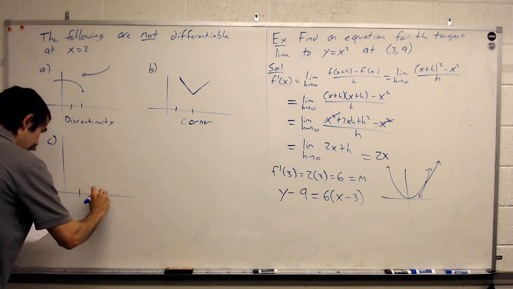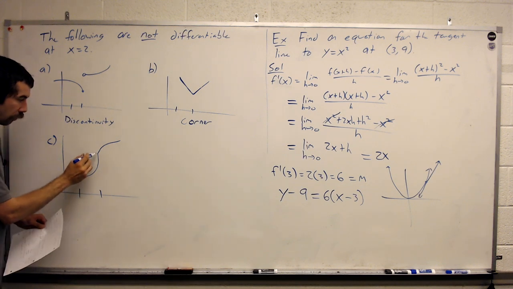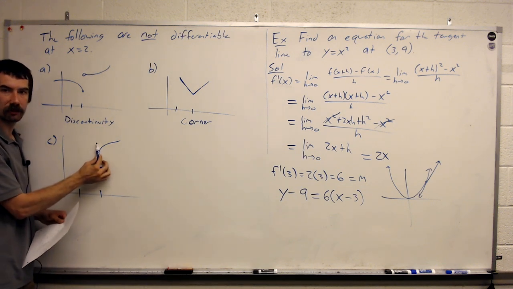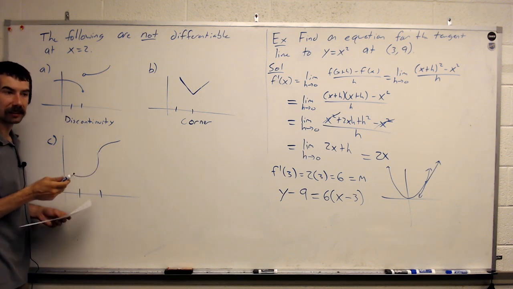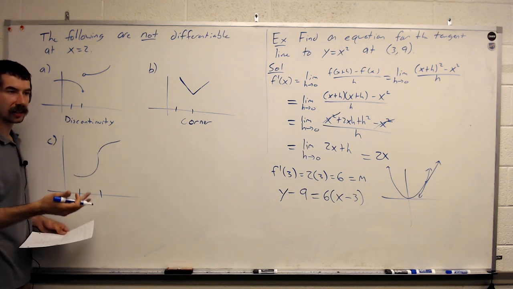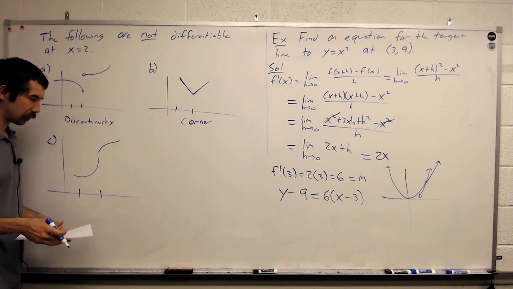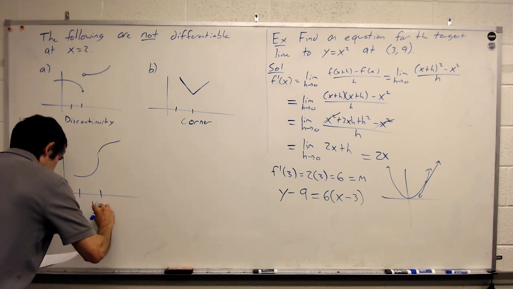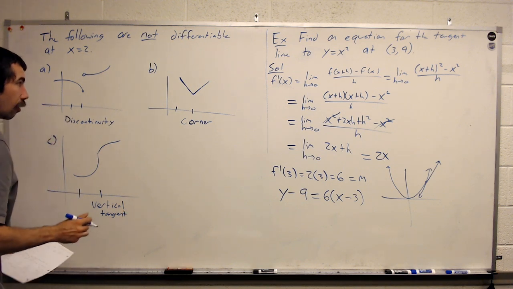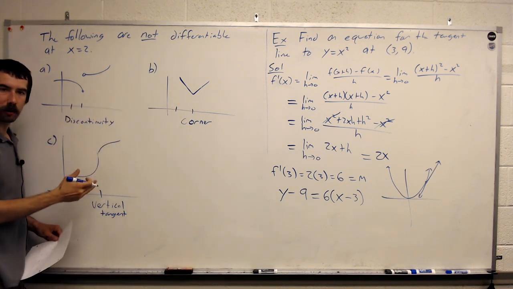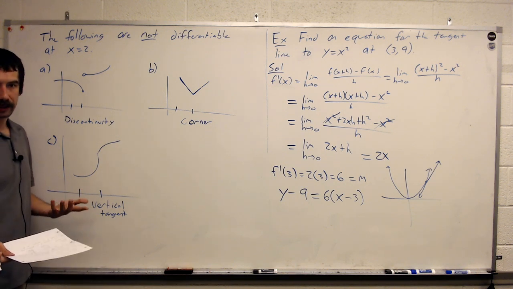And finally, if we have a vertical line, right? If our tangent line is vertical, then the slope of a vertical line is undefined, right? The slope of a vertical line is undefined. So the derivative, which gives the slope of the line, would be undefined. So this is a vertical tangent. Okay, so if you have a corner or a discontinuity or a vertical tangent, the derivative is undefined at those points.